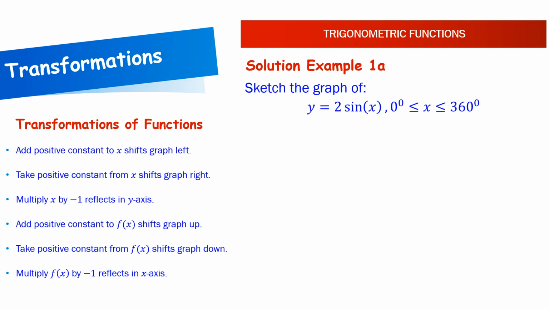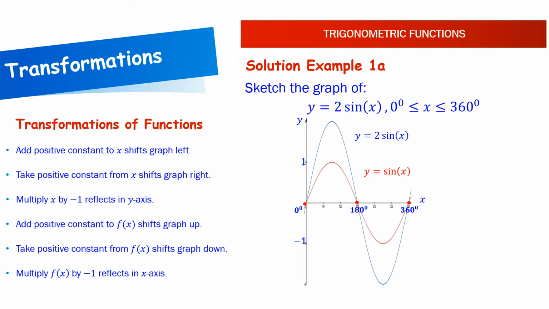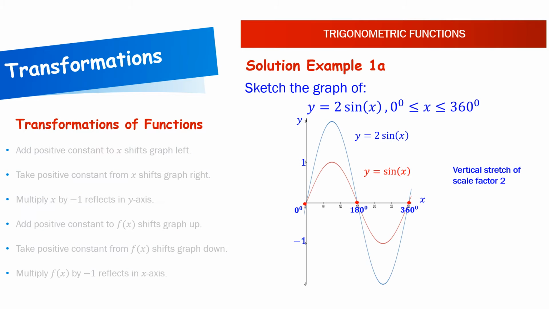So let's solve example 1a first. Sketch the graph of y equals 2 sine x for x between 0 and 360 degrees. Here's a graph of y equals sine x. If we double this, we're stretching the graph in the y direction. Here's a vertical stretch of scale factor 2. This transformation hasn't actually been listed in the list of transformations on your screen.